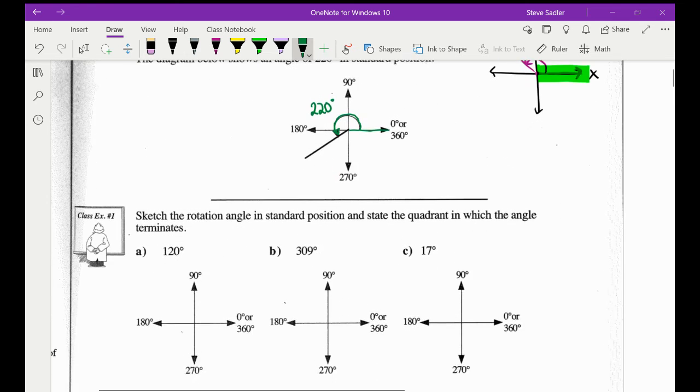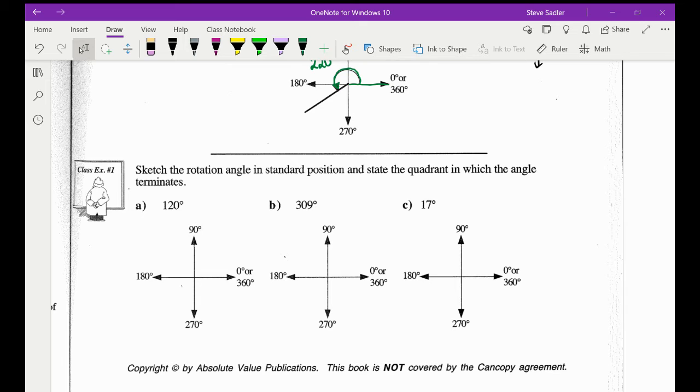So what we're going to do is sketch a rotation angle in standard position and state the quadrant in which the angle terminates. There are 4 quadrants on a coordinate system, and they are numbered in a really weird way. It goes quadrant 1, quadrant 2, quadrant 3, and quadrant 4. And for some reason, it's always Roman numerals. I think it goes that way because when we're measuring an angle in standard notation, we are moving from 1 to 2 to 3 to 4.